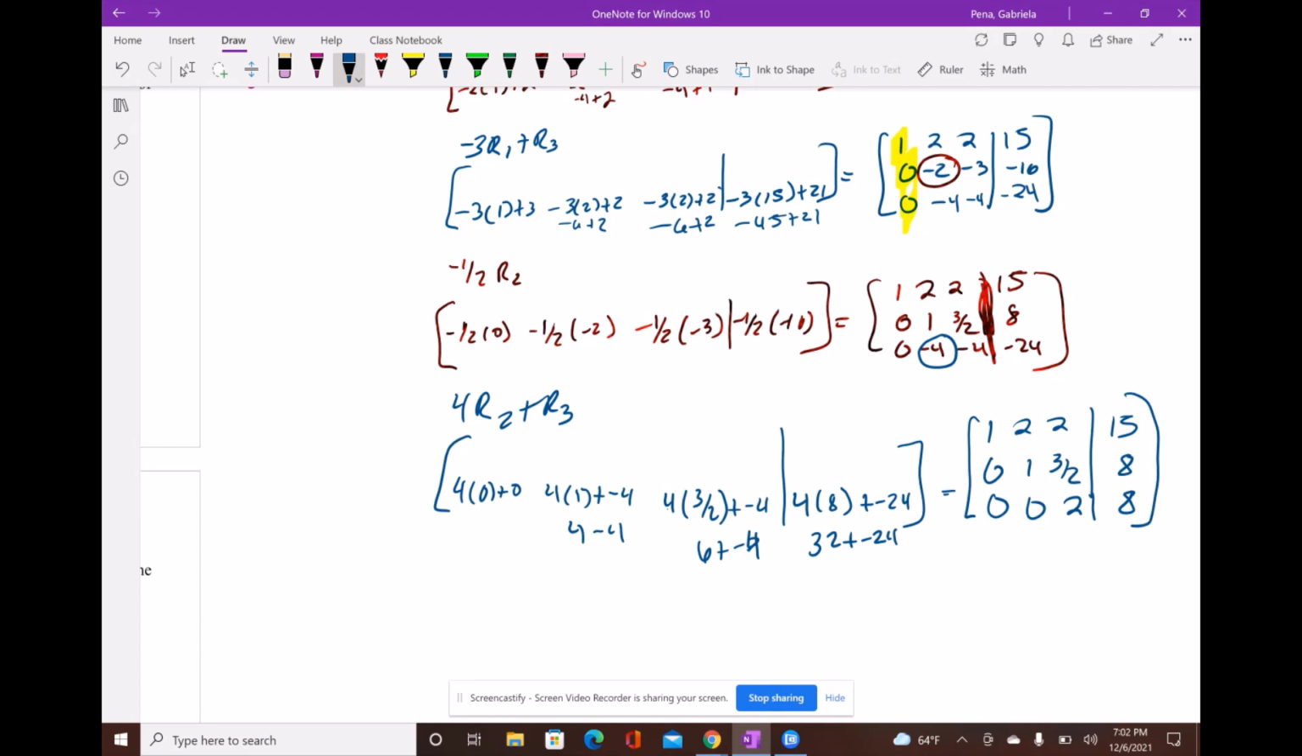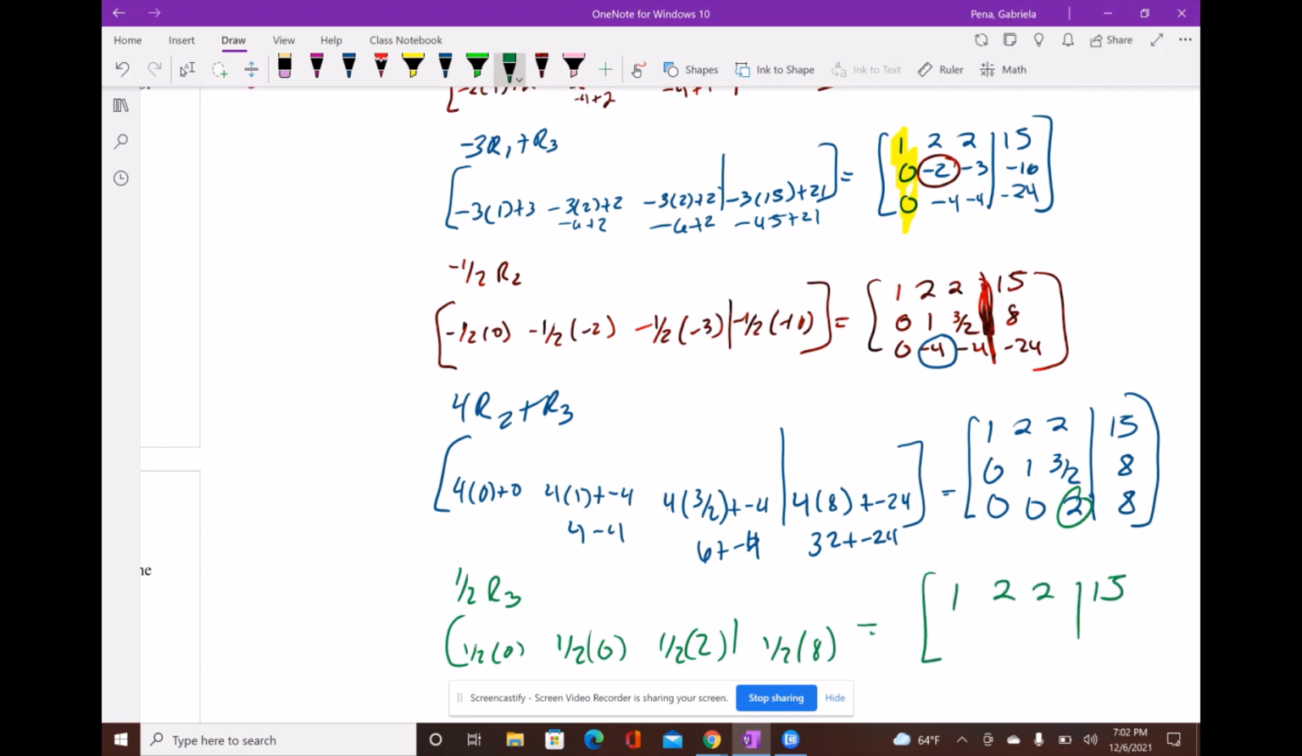The last step is we have to make that 2 into a 1. And you do that by half of row 3. Half of 0, half of 0, half of 2, and half of 8. So last thing: 1, 2, 2, 15. 0, 1, 3/2 and 8. 0, 0, 1, and 4.